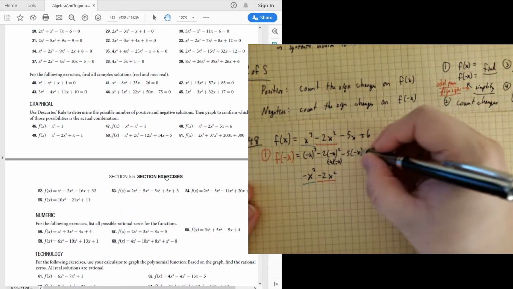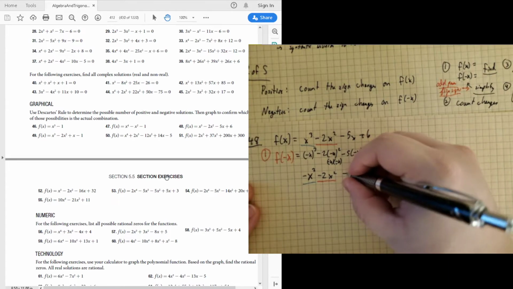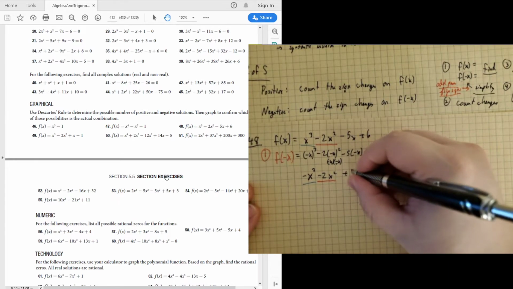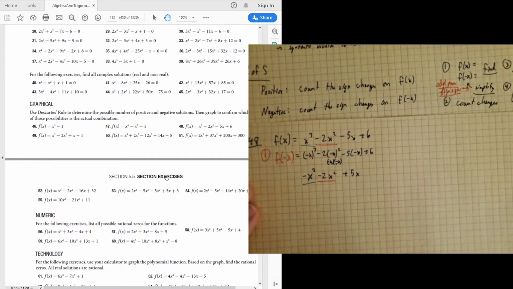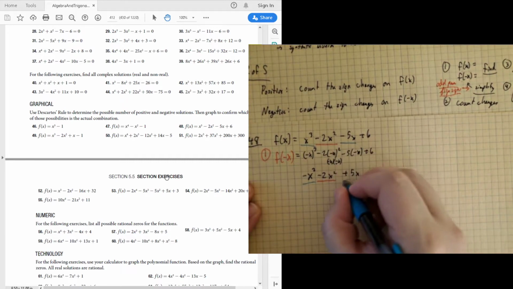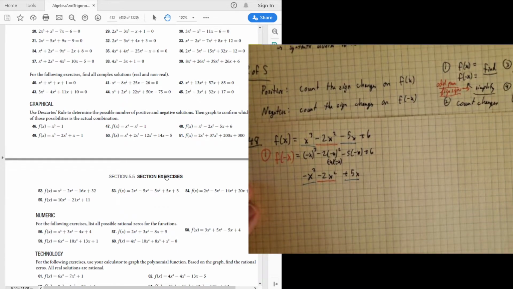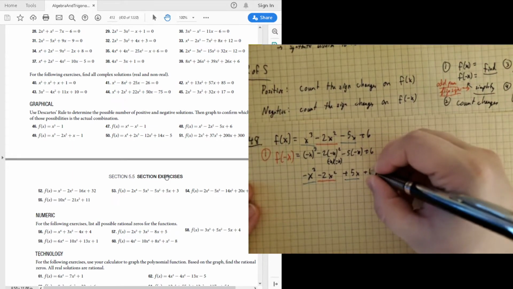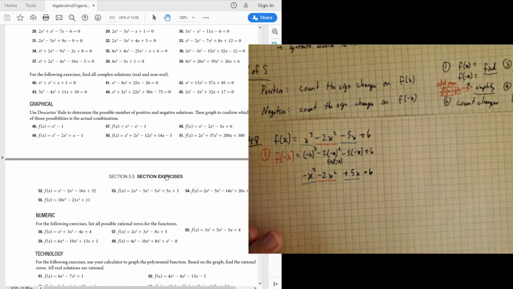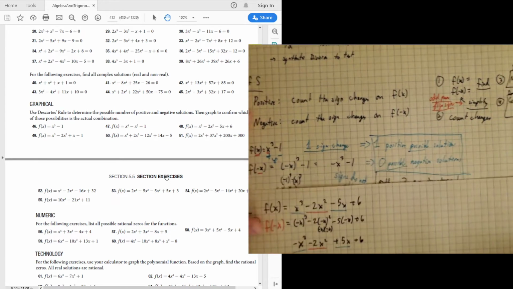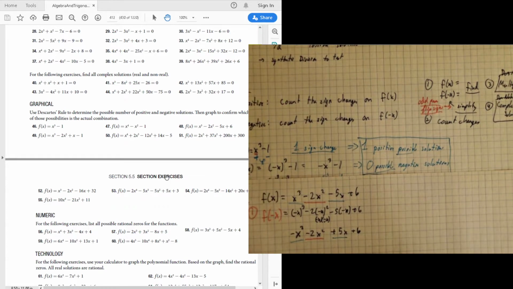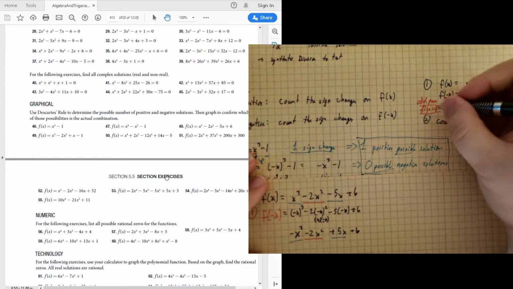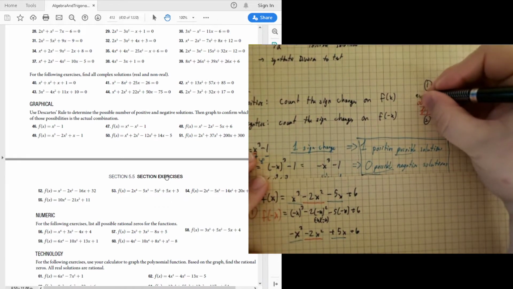If I keep going, you see the same thing happens. Negative 5 times negative x, negative times a negative is going to make this positive. 5 times x is going to be 5x. So notice again, the odd term changed from negative 5 to positive 5. And the 6, of course, just stays a 6. So, here's the cool thing. One of the cheats on Descartes' rule of signs is odd powers flip, evens stay.